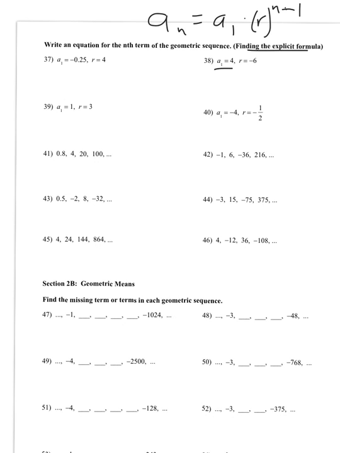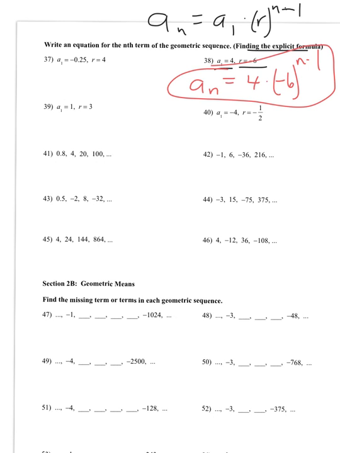But we're given a_1 and we're given r here, so we can get more specific to this particular sequence, and we're going to say a_n equals a_1, which is 4, times, and show that with a dot, we're going to put our r inside parentheses and to the n minus 1 power. Now, a couple things here. We cannot simplify this any further. That is our explicit formula for this sequence, with our first term being 4 and r being negative 6.